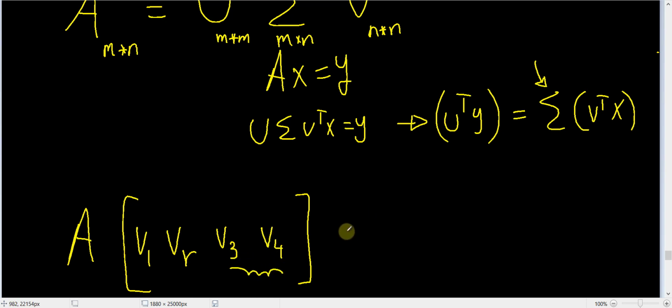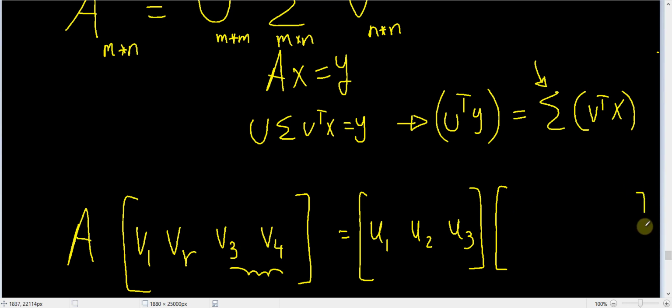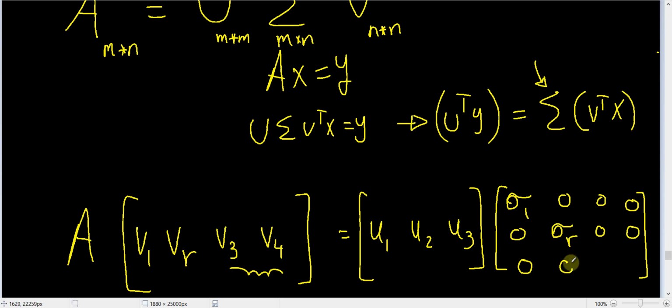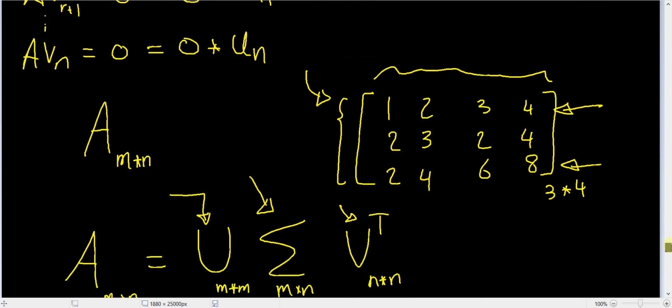Now this is equal to some matrix U, which is a 3 by 3 matrix. It has only 3 columns, U1, U2, and U3. Then this is multiplied by a matrix that has the same dimensions as the matrix A. So here I have sigma 1, 0, 0, 0, a 4 by 3 matrix. Then here I have 0, sigma R, 0, 0. Then I'll have the third row, 0, 0, 0, 0, to have the same dimensions as the original matrix A.